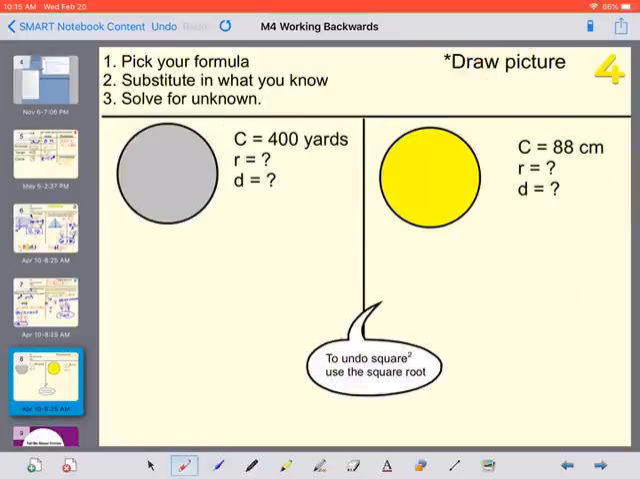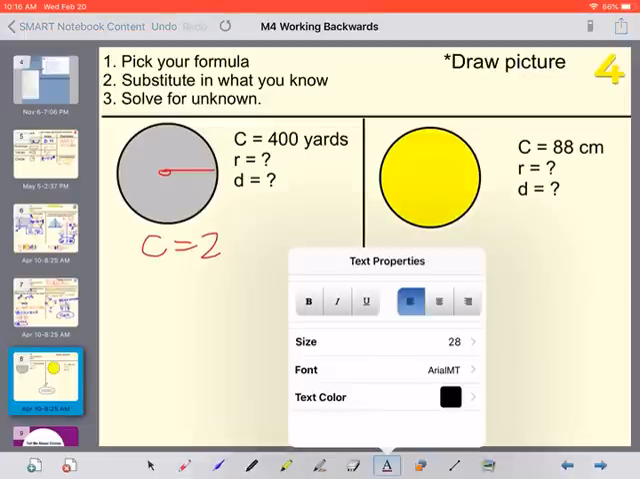Now this last page is a little bit tricky, so make sure you pay attention. There will be one like this on your test. So we're looking at circumference and area. These ones are circumference. Oh, one of them was supposed to be area. I think I made a mistake. Oh well, we'll do circumference here. Pick your formula, substitute in what you know, and solve for the unknown. So we have circumference, which is, we're going to look at radius first here.